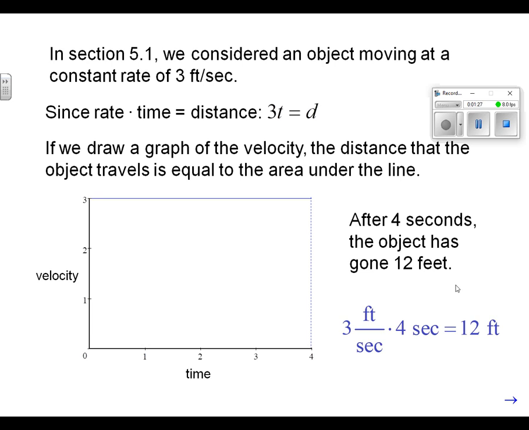3 feet per second. And we're looking at after how many seconds? 4 seconds. So what's our distance? 12 feet. Notice that we get that by multiplying, but visually it's also the area because it's 3 units high and 4 units wide. It's just the area of that rectangle.